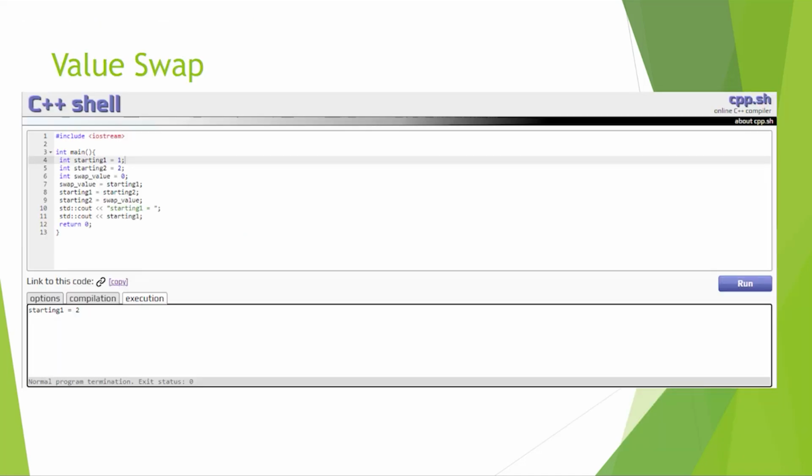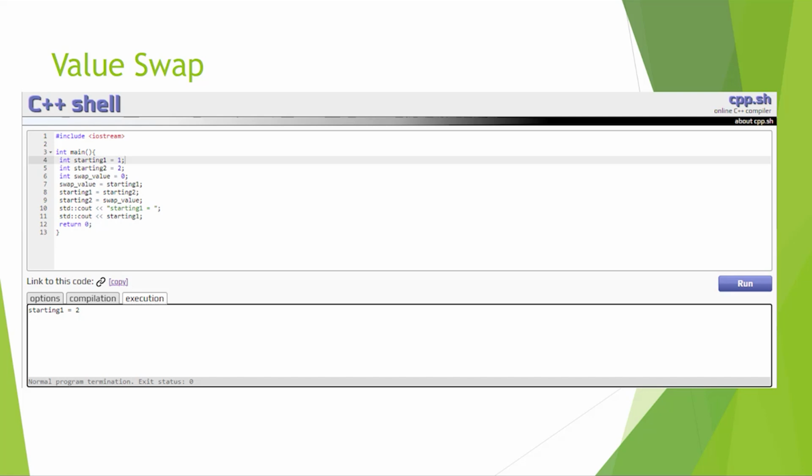Now let's do a common learning exercise for beginning programmers. Our goal here is to swap the value of two variables. This may be a little trickier than you'd imagine since we actually need to create a third variable to contain one of the values as we swap them. Starting at the top, you see we created an int named starting1 and assigned it the value of 1. Then we did the same thing for an int named starting2 and assigned it the value of 2.